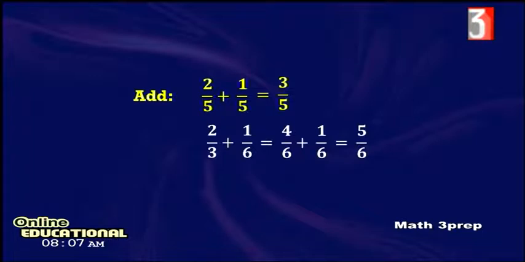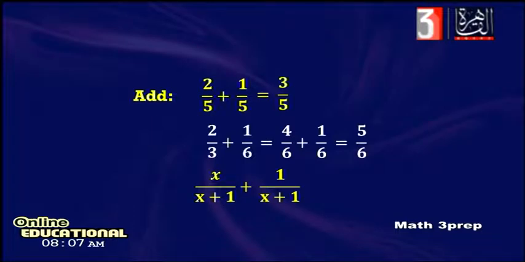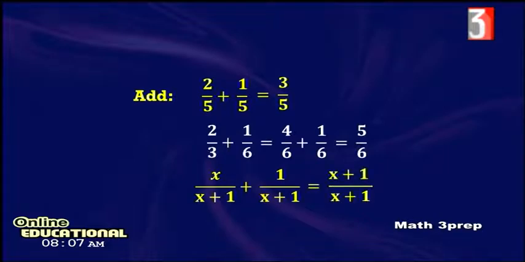Then, if you have two algebraic fractions as x over x plus 1 plus 1 over x plus 1, can you add them? Of course, yes. Why? Because they are having the same denominator. So, you are going to add the numerators. The result will be x plus 1 over x plus 1. And as the numerator and denominator are like each other, by dividing them by each other, they will give a result as 1.